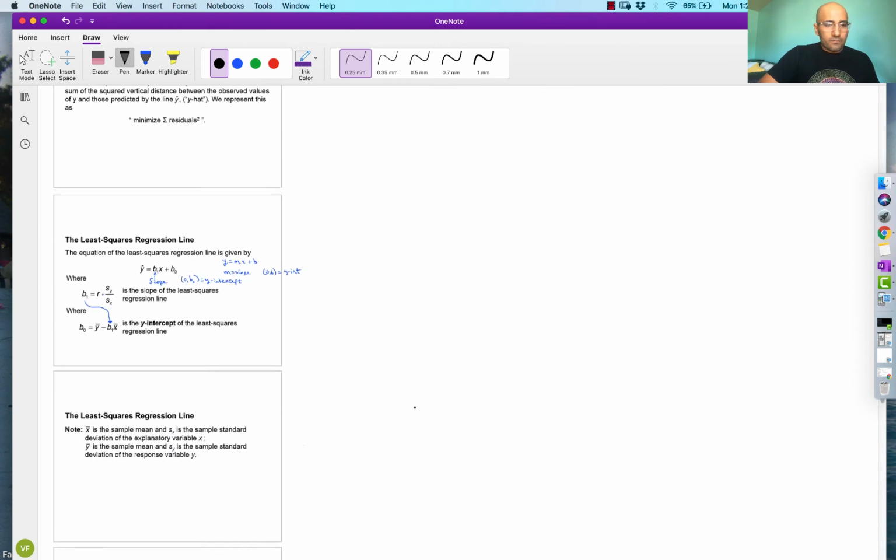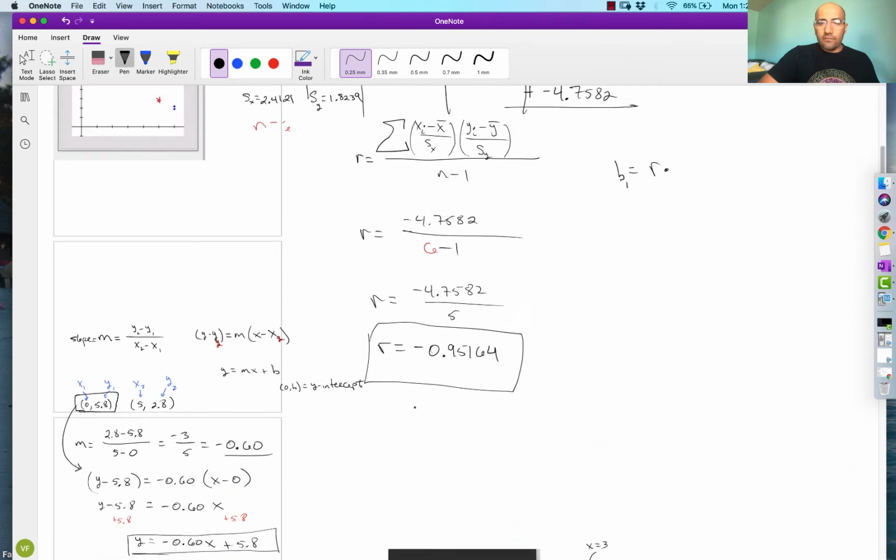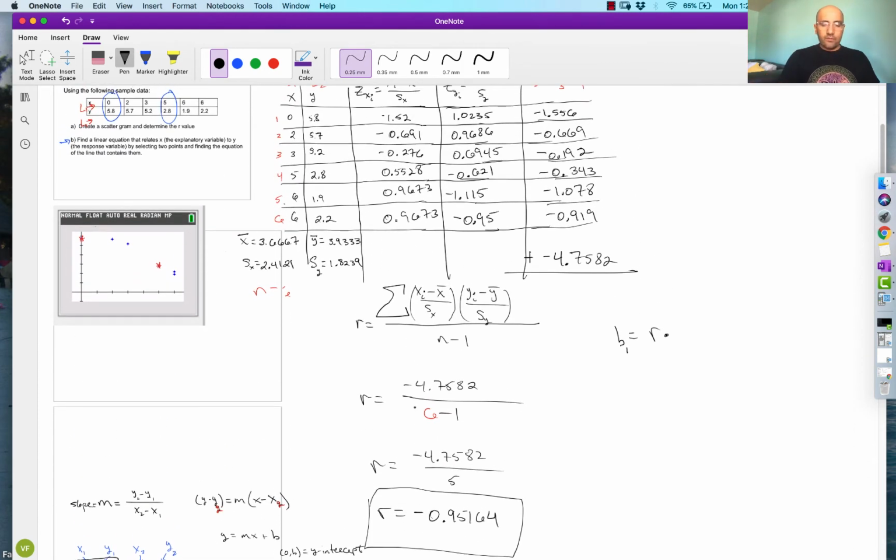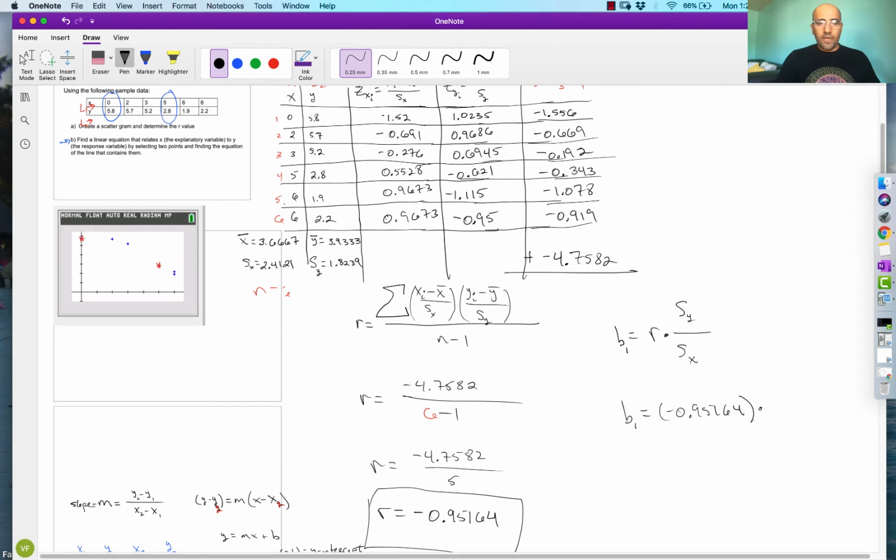Oh yeah, y over x. I always forget that, with terrible memory. So this is s sub y divided by s sub x. So b sub 1 equals negative 0.95164 times s sub y, which is equal to 1.8239, divided by s sub x, which is 2.4121.